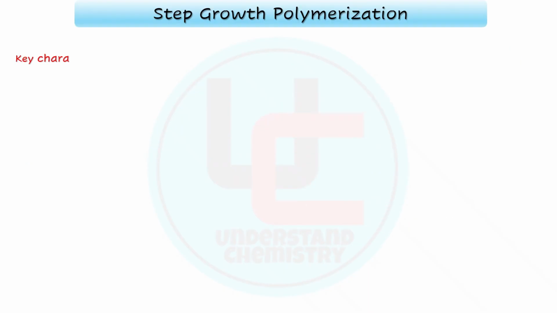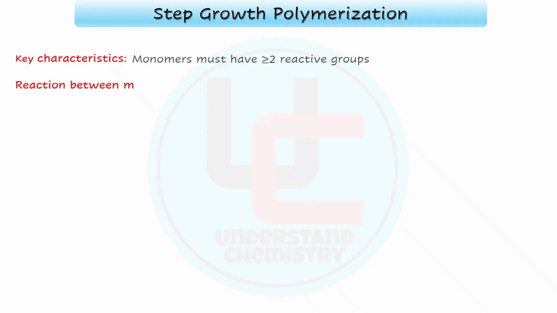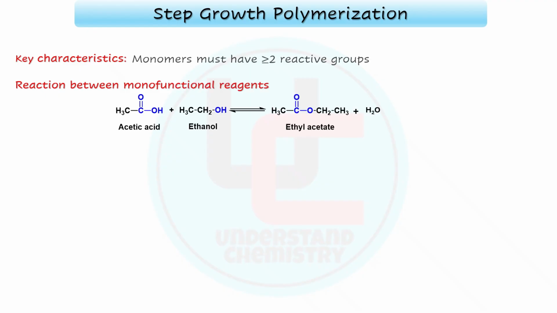The major characteristic of step growth polymerization is that the monomers must have two or more functional groups. Otherwise, polymerization will not happen. For example, let us consider a reaction between two monofunctional reagents, acetic acid and ethanol. They both will react with each other and produce ethyl acetate and water. The reaction ends here and no polymer is produced.